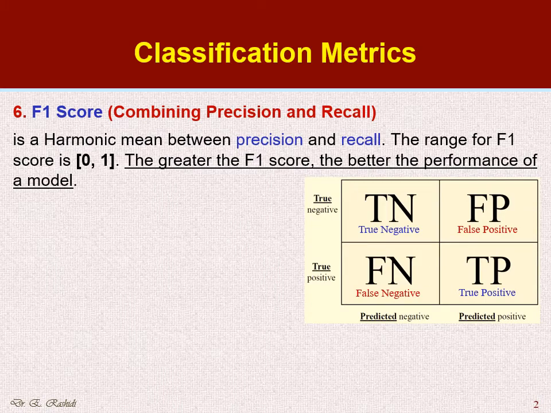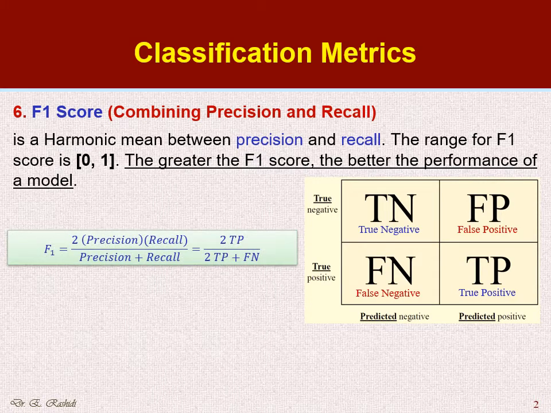The formula for F1 score is as follows. It's a combination of precision and recall, so it's equal to 2 times precision multiplied by recall, divided by the summation of precision and recall. Or, if you want to use the table, the number of true positives and negatives, it's equal to 2 multiplied by the number of true positives, divided by 2 multiplied by the number of true positives plus false negatives.